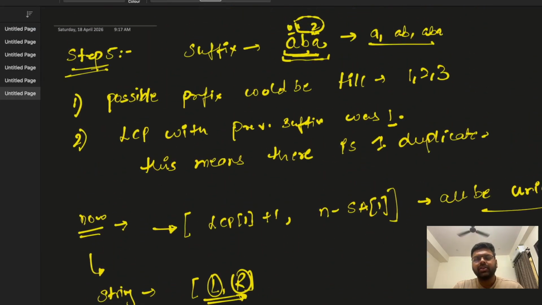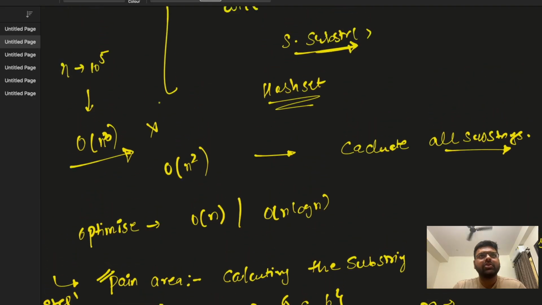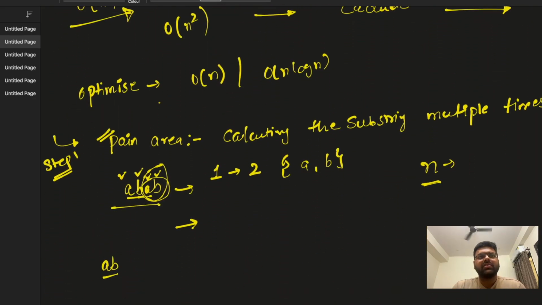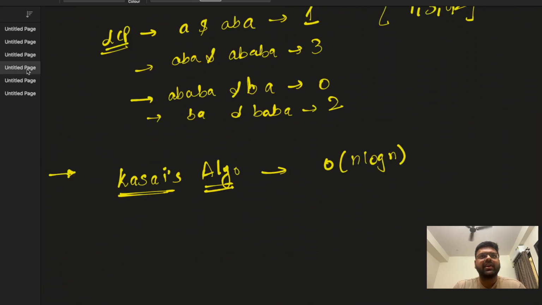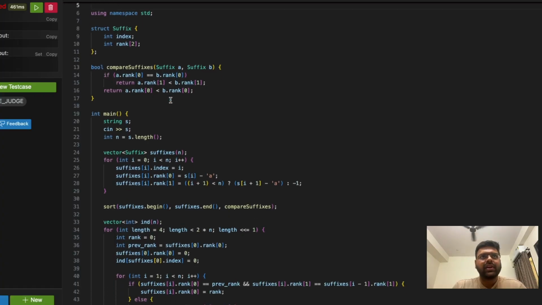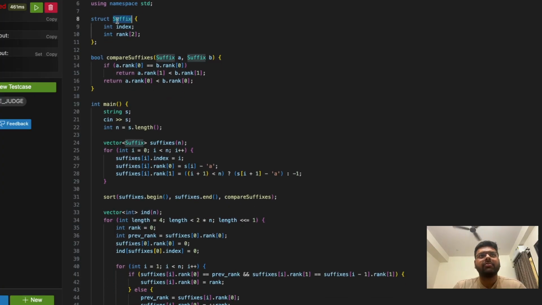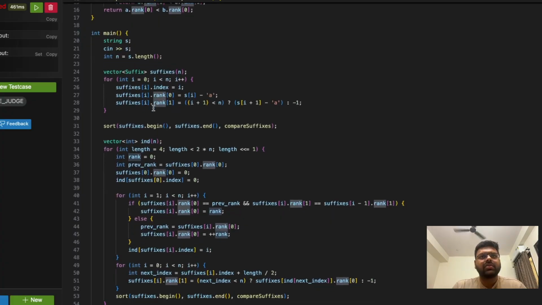I hope you have liked the solution, because this was a very in-depth solution where we talked about considering all of the cases and explained it well. And I'll show you the code as well. So this is the code that I have written. Here I have made the suffix structure where index and rank have been stored. You can refer to this code as well.